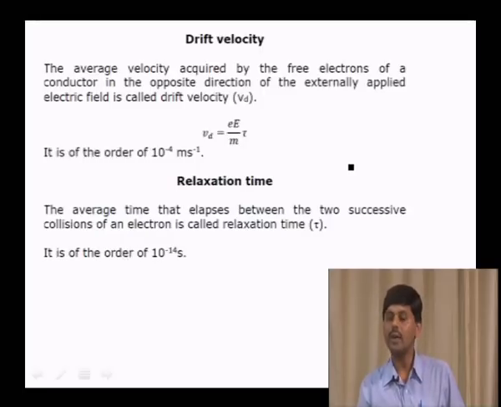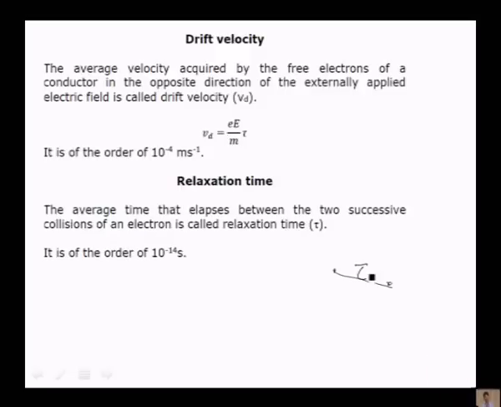Then what is the relaxation time? The average time that elapses between two successive collisions of the electron is called the relaxation time. It means the time interval between one collision and the next is equal to the relaxation time tau. It is of the order of 10 raised to minus 14 second.